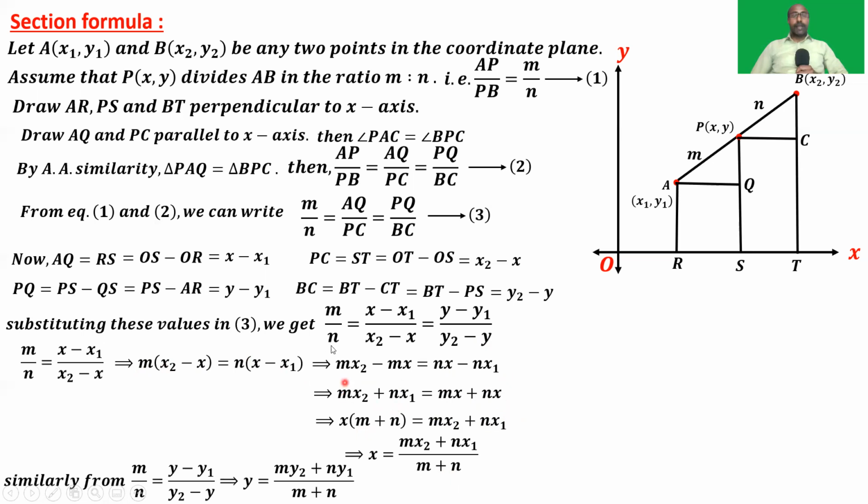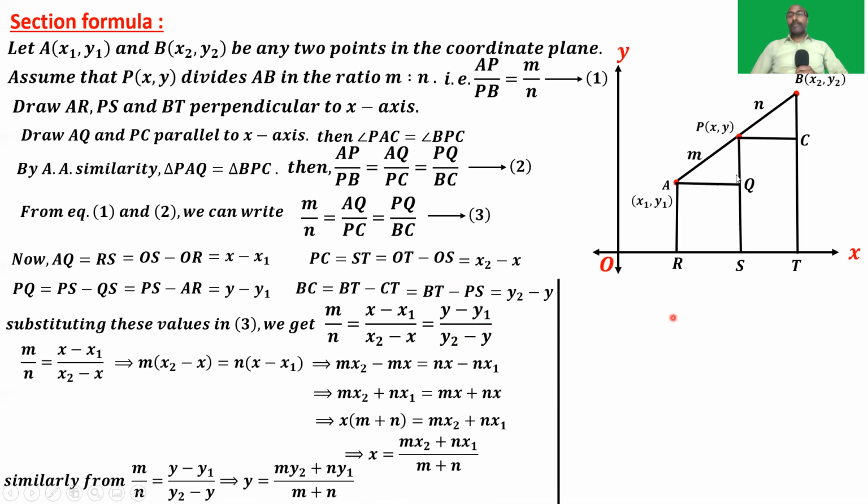Similarly, from m by n is equal to y minus y1 by y2 minus y. That is, if we take first and third terms, then we get y is equal to my2 plus ny1 by m plus n. So we got x is equal to mx2 plus nx1 by m plus n, and y is equal to my2 plus ny1 by m plus n.